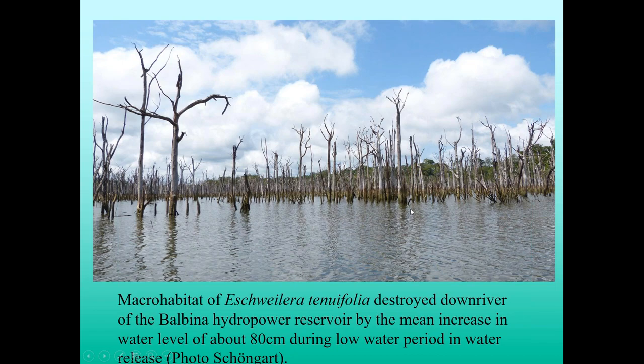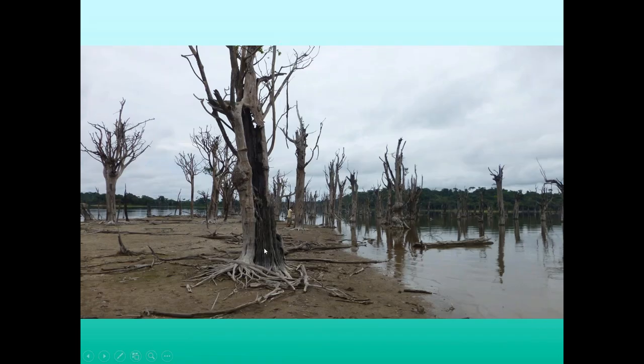You can see it here on the next as well. Even a short dry period does not help. The trees are dead. My colleague Jochen Schöngart cut pieces of the trees and could determine that the dieback of the trees started about 6 years after closing the reservoir. That means after 6 years, the trees could not stand this heavy flood stress anymore and died. Whereas in a tributary, which had not been affected by this higher water level, the Eschweilera stands continued alive without any negative impact.